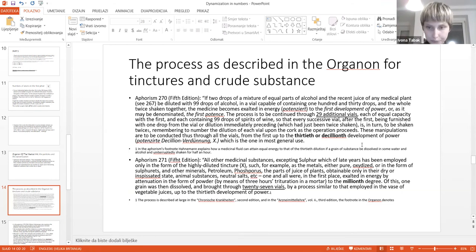So here in the fifth edition, he basically says how to do this process with crude substances. It's the same as in Materia Medica Pura, basically. So we will move on.